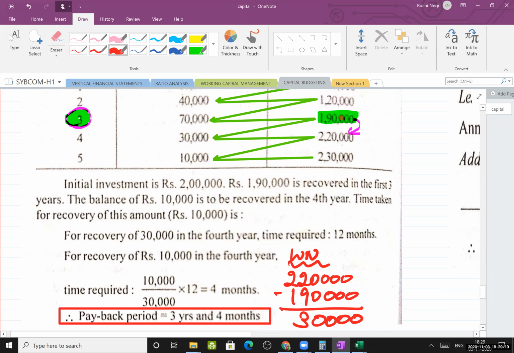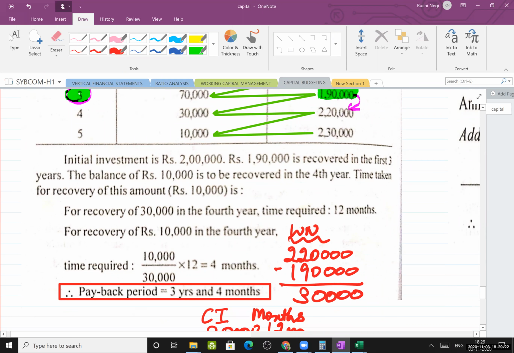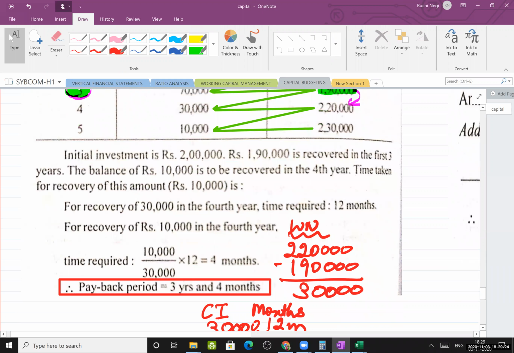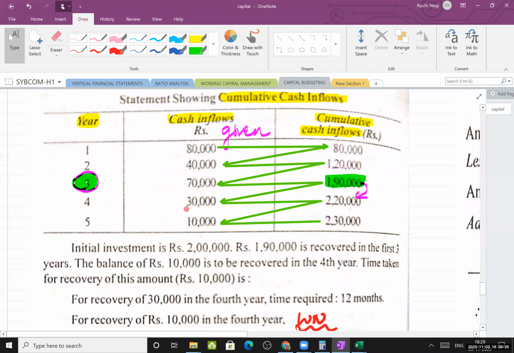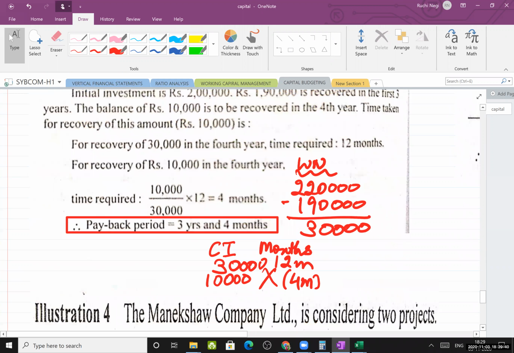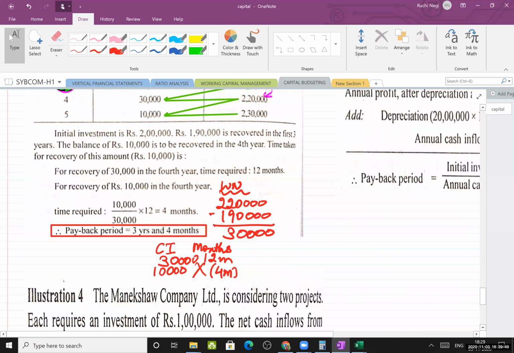So what is the difference? 2 lakh 20 and 1 lakh 90 के बीच में 30,000 का difference. See, now you can see the difference. So 30,000 is for 12 months, but I don't need 30,000. Now I want to recover 10,000. So cross multiply, you will get the payback period. So 4 months. So my answer will be payback 3 years and 4 months. So these type of small conceptual questions will be asked in exam.